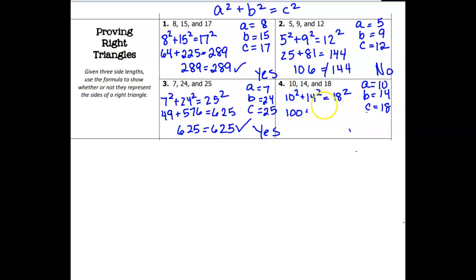Okay, so it's 100 plus 176. Does that equal 196, rather? Does that equal 324? And actually, when we add it together, we get 296, and that does not equal 324. So this one's a no. Okay, so that's how we prove to see if the three sides make a right triangle.